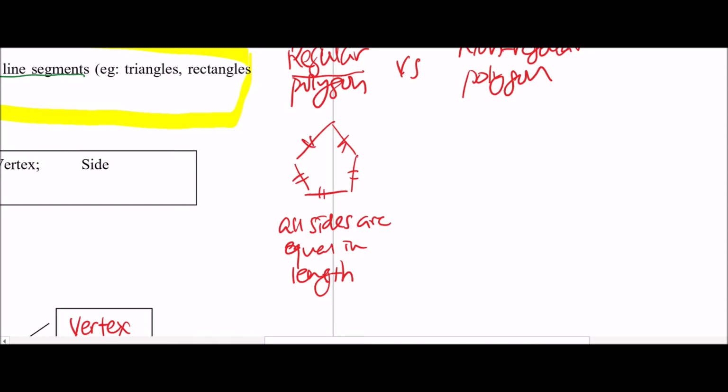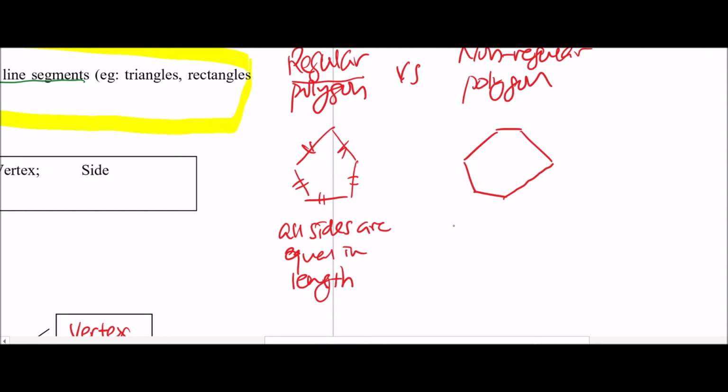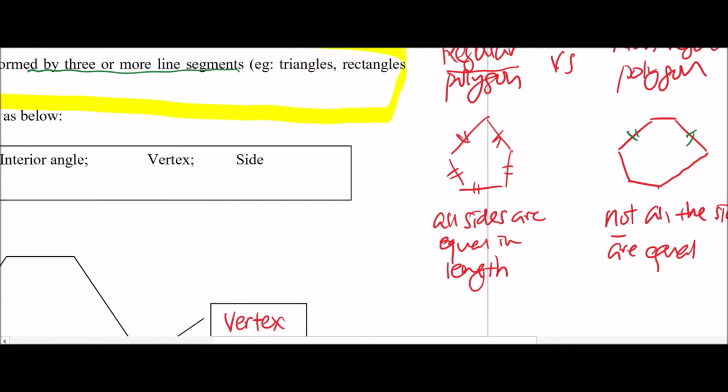On the other hand, you have the opposite of a regular polygon, non-regular polygons. So for example, like this, clearly not all the sides are equal. So this is a non-regular polygon: not all the sides are equal. Of course, you might have some sides that are equal in length, but not all. With this, let's move on.